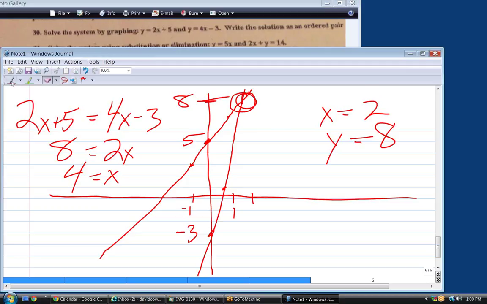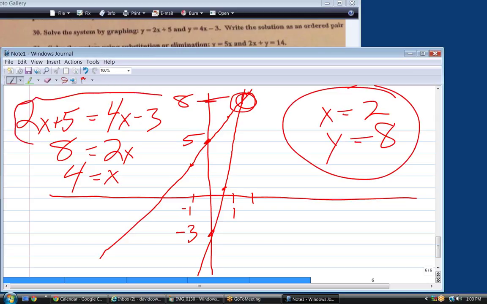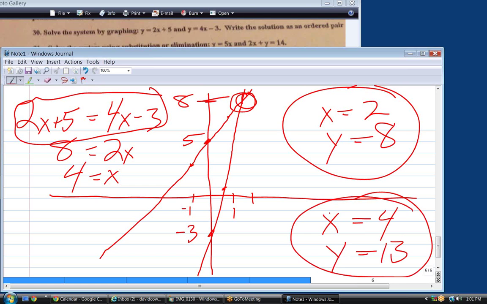Notice that I wasn't even able to approximate a reasonable solution. But algebraically, I came up with it in about 10 seconds. And if x is 4, y is 13 based on this. So the actual solution was x is 4, y is 13. All right.